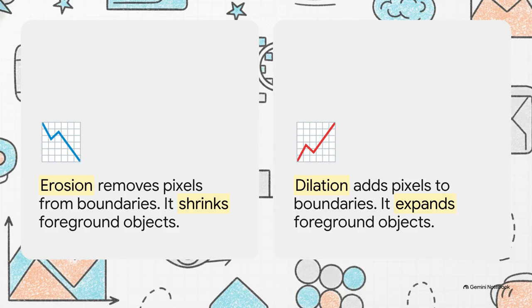You really need to lock in these memory cues for the 2 foundational operations here. Erosion removes pixels from boundaries, just like real-world soil erosion. It shrinks things down. Dilation, on the other hand, adds pixels to boundaries. Think of your pupils dilating in the dark. It expands. So keep it simple. Erosion equals shrink, dilation equals expand.